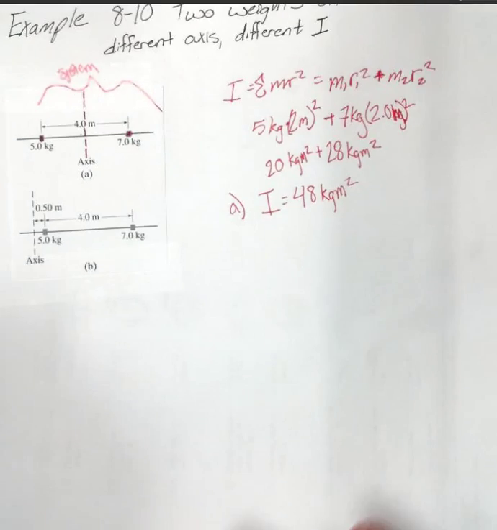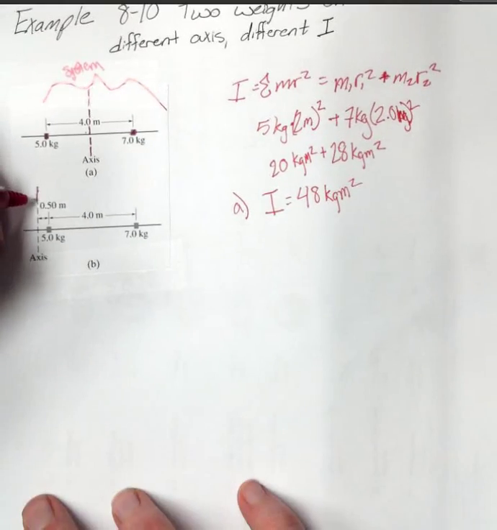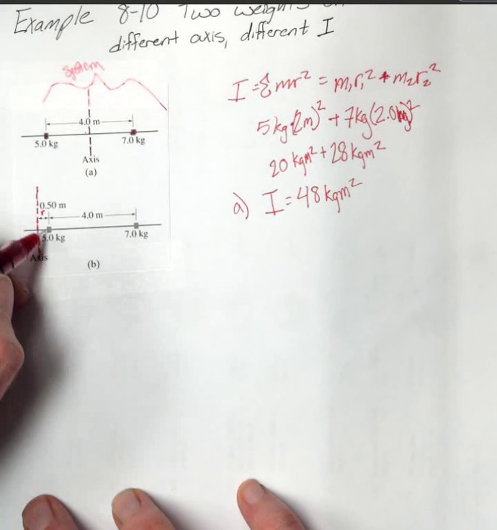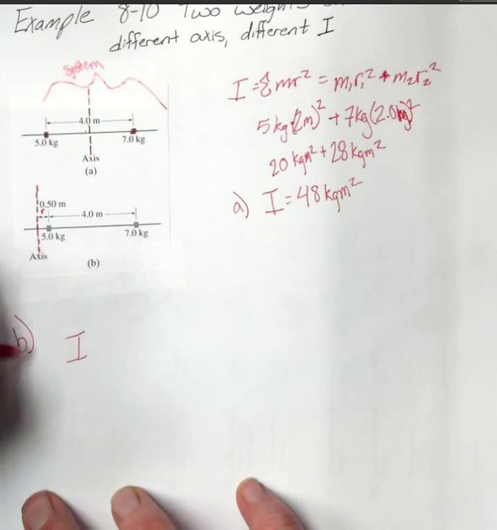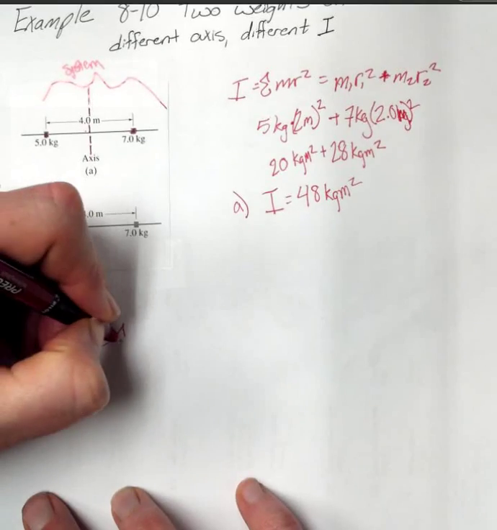In situation B, we change it. It's still a 4-meter long bar, but now we're setting the axis of rotation, or the point at which it will rotate, all the way over at this end. So that means that the radius from the axis of rotation is going to be different for mass 1 and mass 2. The moment of inertia for the object at point B is still going to be the sum of the masses times their radius squared.